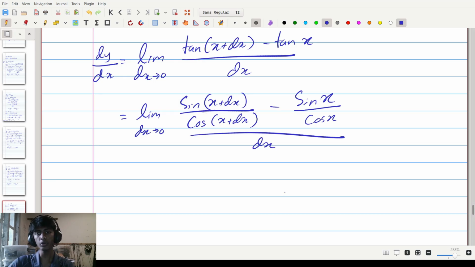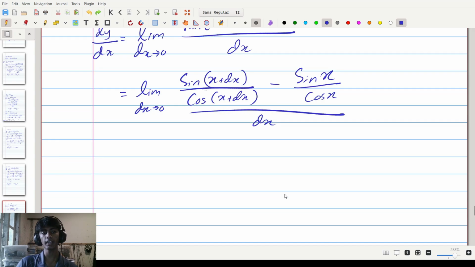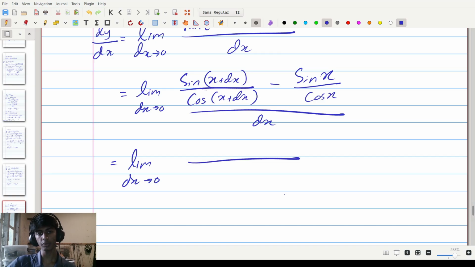Now what we're going to do is turn this thing into one common denominator. So I'm going to take this cosine of x and cosine of x plus dx as a common denominator, and then what we're going to get is the limit as dx approaches 0 of, over here we're going to have taking the common denominator as cosine of x times cosine of x plus dx, my apologies, x plus dx.